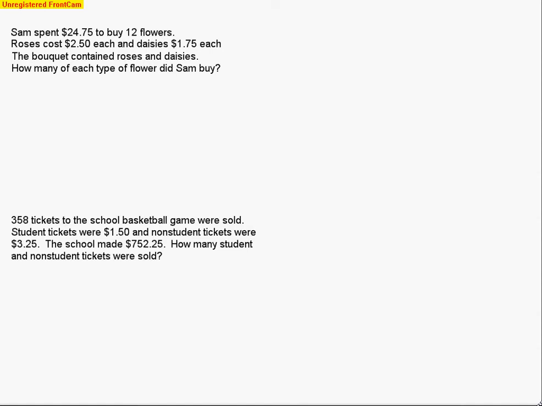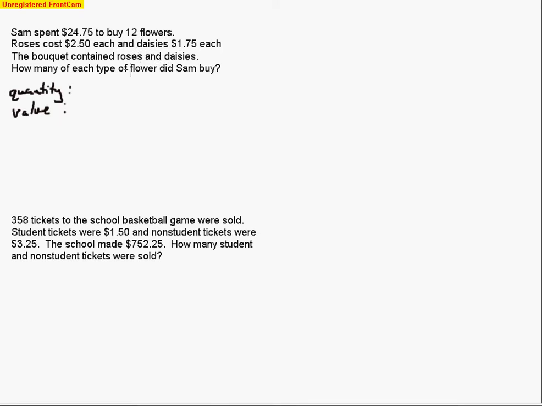We know there's 12 altogether, but we don't know how many daisies and how many roses add up to make that 12. So we're going to write two different equations. We're going to use what I call a quantity equation, and then I'm also going to have a value equation. A lot of these problems can be set up using a quantity equation and a value equation. Quantity is the number. So 12 flowers. We just don't know how many roses and how many daisies. And really, that's the question.